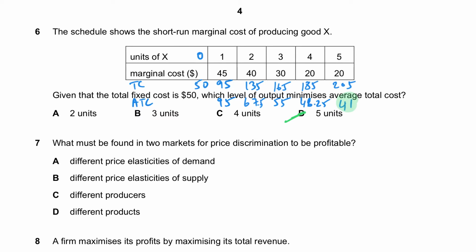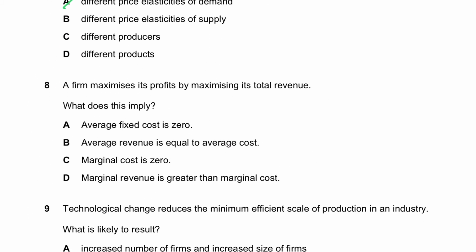In question number 7, they say what must be found in two markets for price discrimination to be profitable? Well, if price discrimination has to be profitable, then price elasticity of demand has to be different. And that's why A is the right answer, which says different elasticities of demand. So, for example, if the demand is inelastic in one market, we will be able to charge a higher price, but if the demand is elastic in another market, we will be charging a lower price. So, elasticity of demand has to differ for price discrimination to be profitable.